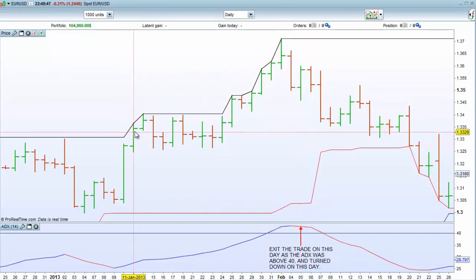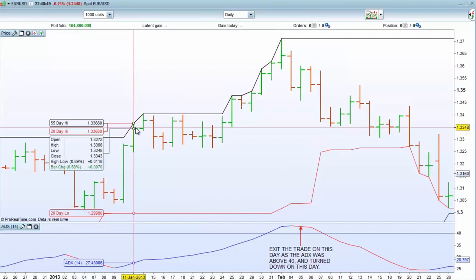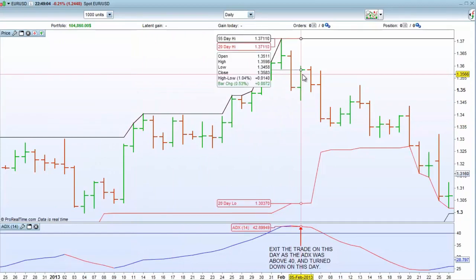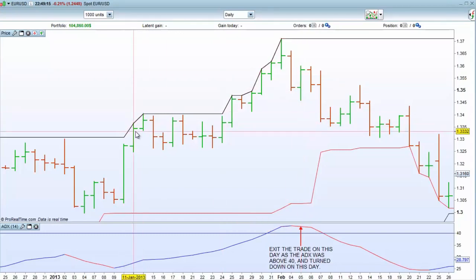Now, we got long the euro versus the dollar around 1.3343, which is the close price of that day. If you look to the left of the arrow, the cursor, you see the close says 1.3343. So we got long around that level, and we would have exited at 1.3583 around that level. That's a nice chunk right there, a nice chunk that we made in that month and a half, or a little less than a month, in euro dollar.